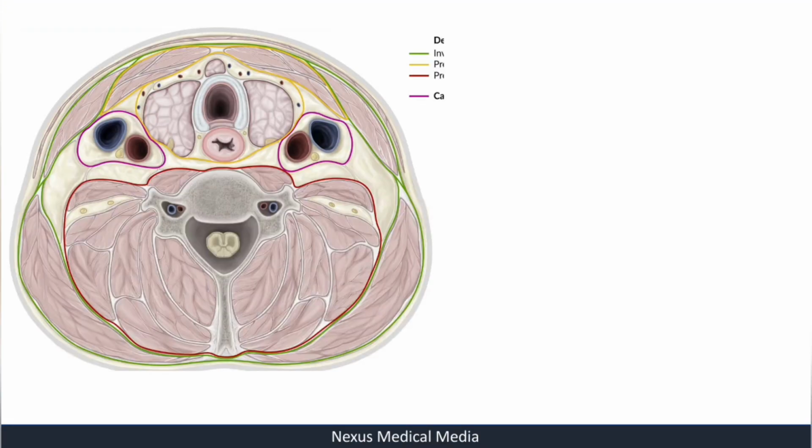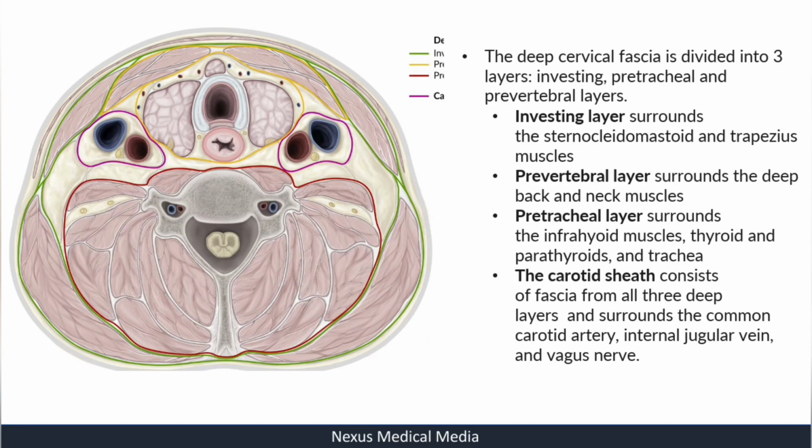Next, we'll talk about all of these combined, all of these different layers of the deep fascia. The deep cervical fascia is divided into three: the investing, pretracheal, and prevertebral layers. The investing layer surrounds the sternocleidomastoid and the trapezius muscle. You can see it outside here in green. Sternocleidomastoid and the trapezius muscle are in green. That's the investing layer.